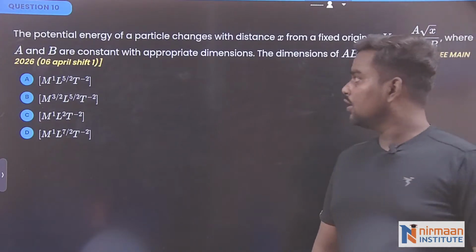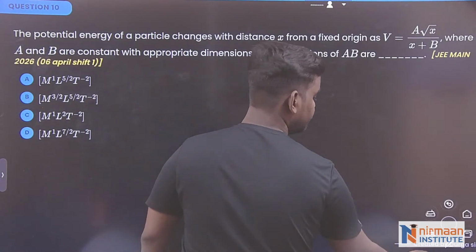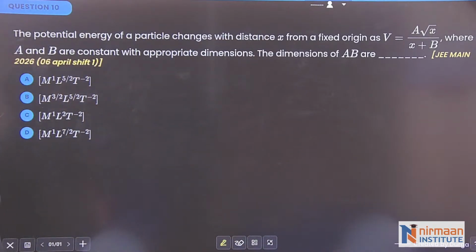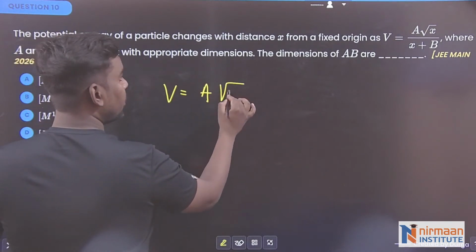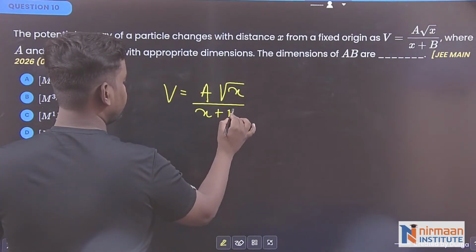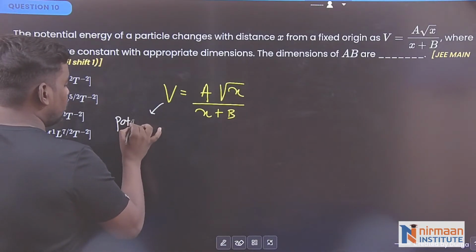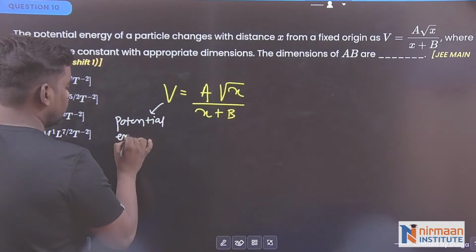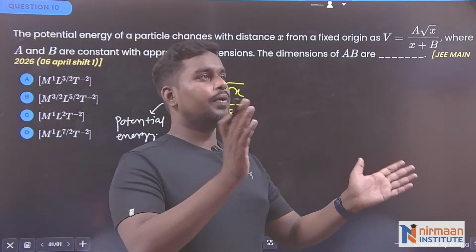So we'll solve this question. Actually, it's a JEE Main 2026 question. This is the first question. The potential energy of a particle changes with distance x as V equals a root x by x plus b. What is V here? V is your potential energy. Where a and b are constants with appropriate dimensions, find the dimension of a into b. So basically, you have to find the dimension of a, the dimension of b, then multiply.